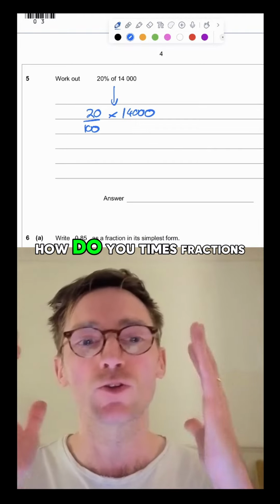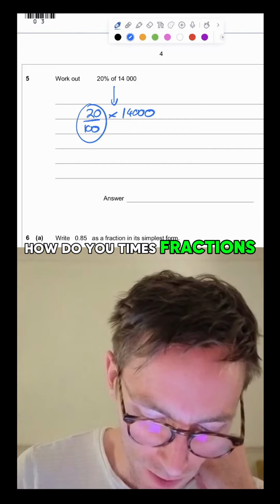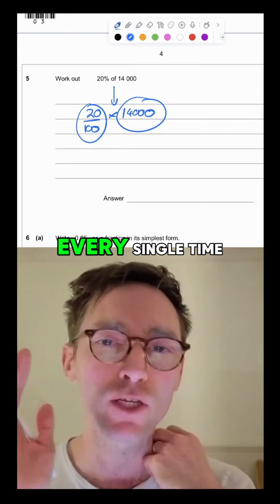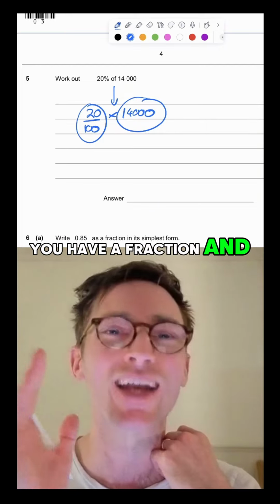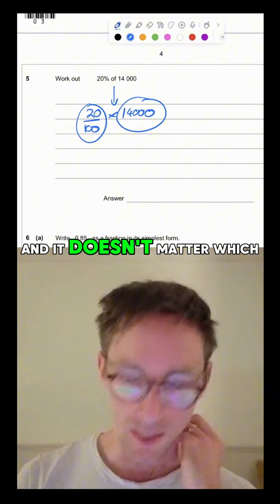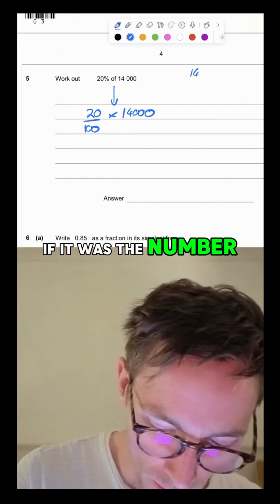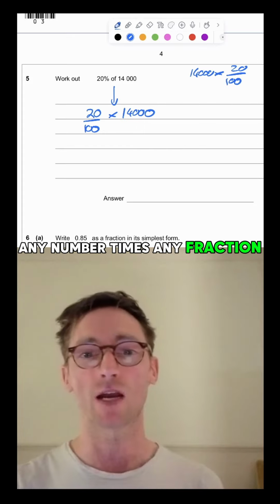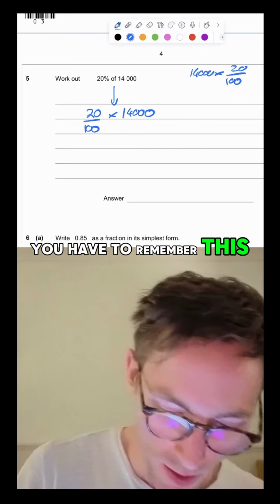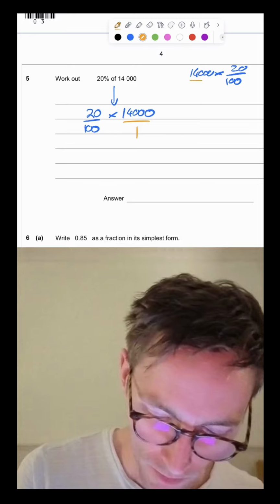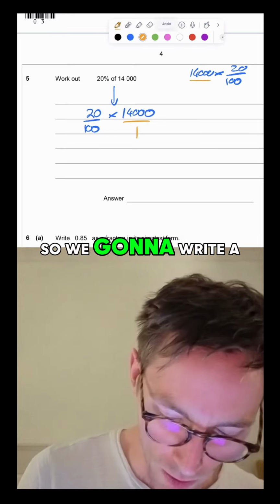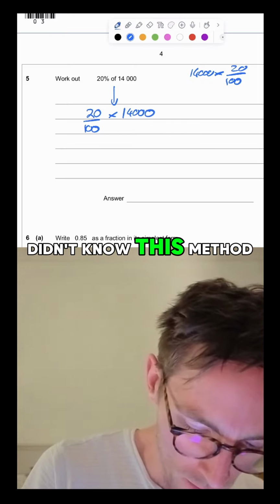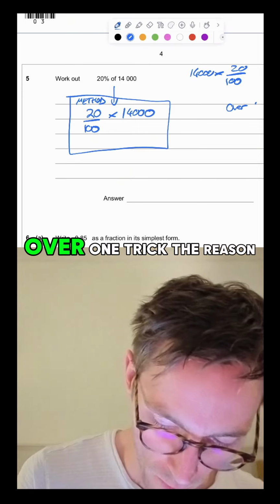Now, how do you times fractions and numbers? Every single time you have a fraction and a number and you're timesing them together, and it doesn't matter which way round it is, if the number came first, times by this thing, doesn't matter. Any number times any fraction, you have to remember this: over 1. So we're going to write a card for those people that didn't know this method, the over 1 trick.